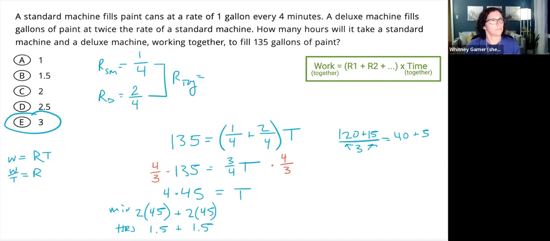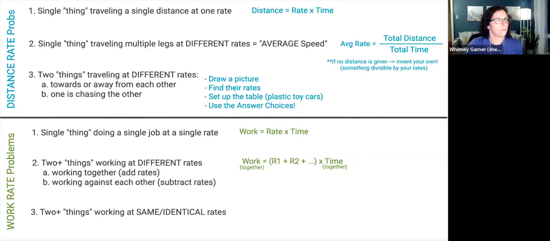Okay. So then let's look at our last scenario in the work area. If we have two or more things, usually it's a lot. So we've got two or more things. They're working together, but this time they all have the same rate. We need to think a minute about what that looks like. If everything has the same rate, and they're all working together, this repetitive addition is the same as multiplication.